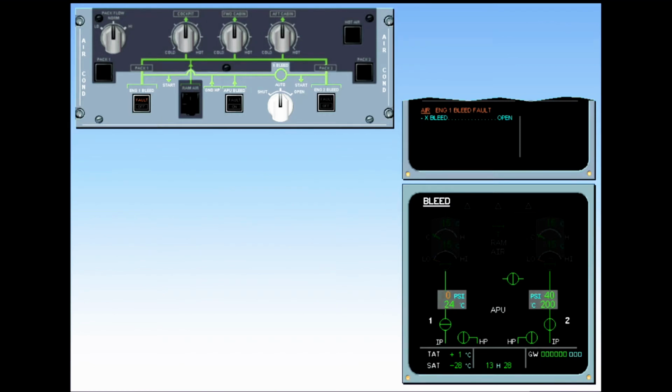Notice that the engine 1 bleed push-button switch fault light remains illuminated. This means the overheat is still present. The fault light will remain illuminated until the failure has disappeared. Perform ECAM action. Set the cross-bleed selector to open.